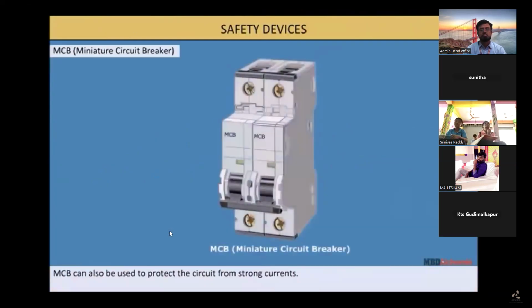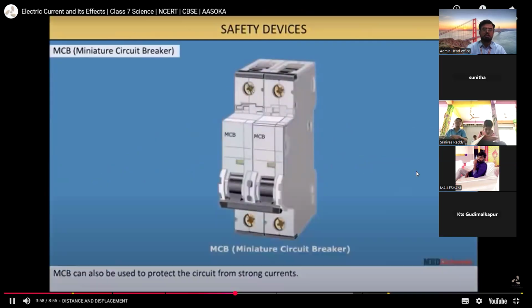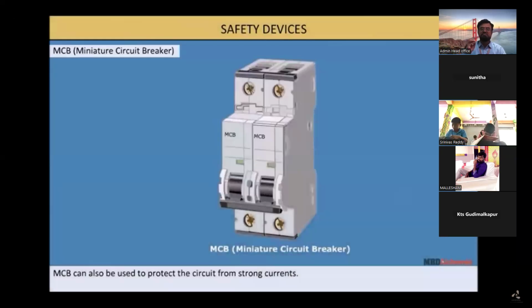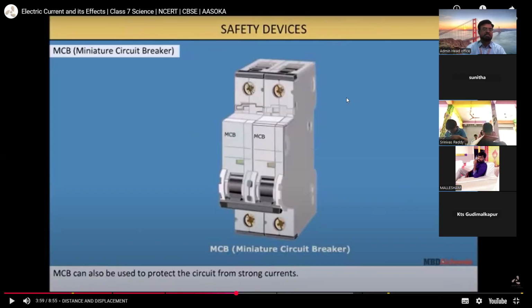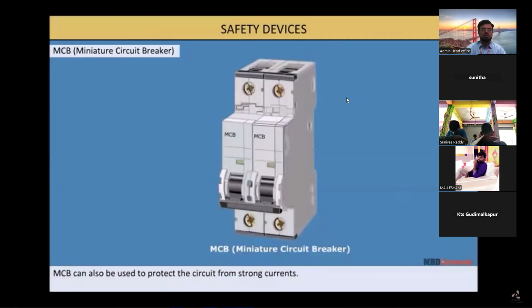Safety devices. A mini circuit breaker is used to protect the circuit. It's called MCB, mini circuit breaker, which is a safety device. Just now we discussed mini circuit breakers. You can see them in your houses, right?